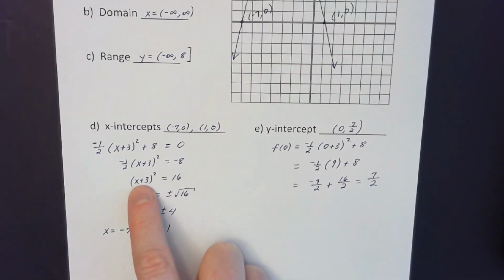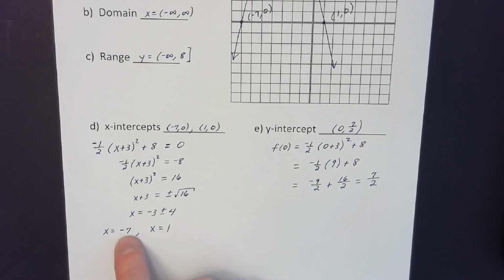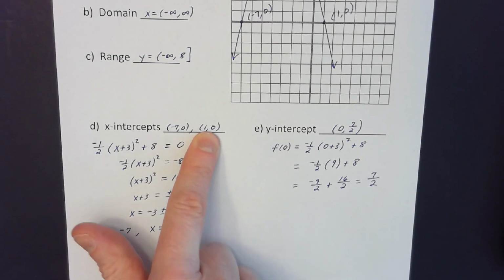And then I solve for x by taking the square root of both sides. The square root of 16 is going to be 4. I'll have positive or negative 4. So then x is going to equal negative 3 plus or minus 4. If I do negative 3 minus 4, I get x equals negative 7. Negative 3 plus 4, I get x equals 1. So I have my two x-intercepts, the first one at (-7, 0), the second one at (1, 0).